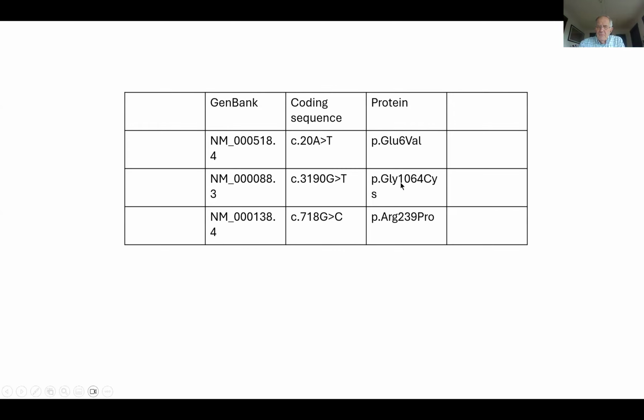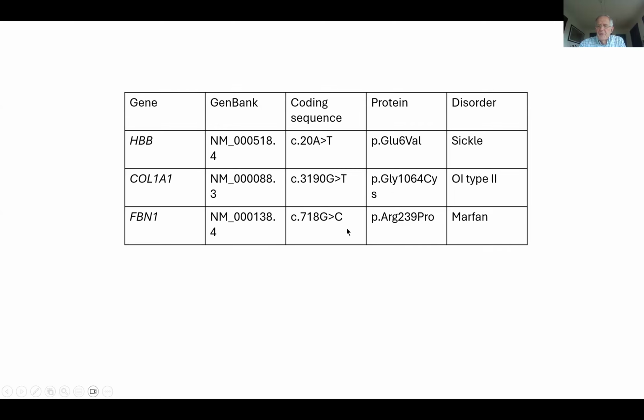This is a glycine at position 1064 to cysteine, and this is an arginine 239 to proline substitution. But we still don't know. We don't have the gene name yet. Now we have the gene name. This is hemoglobin B. This is type 1, the COL1A1 gene of type 1 collagen, and this is fibrillin, FBN1.